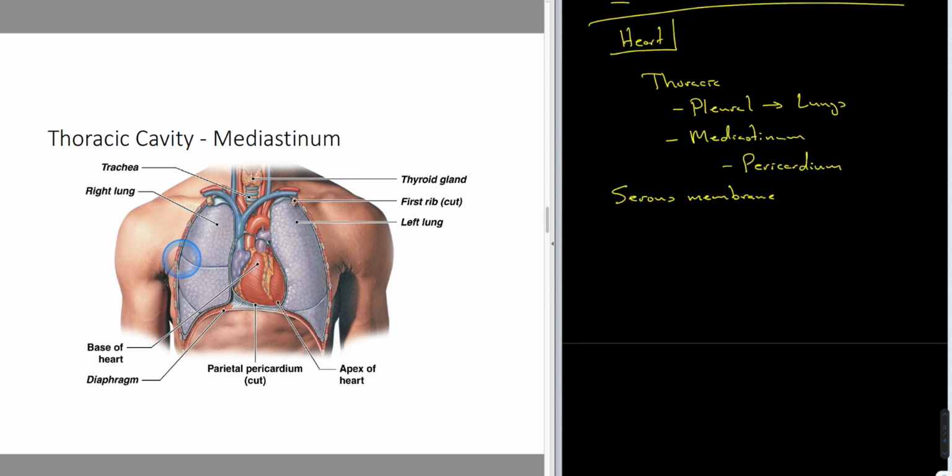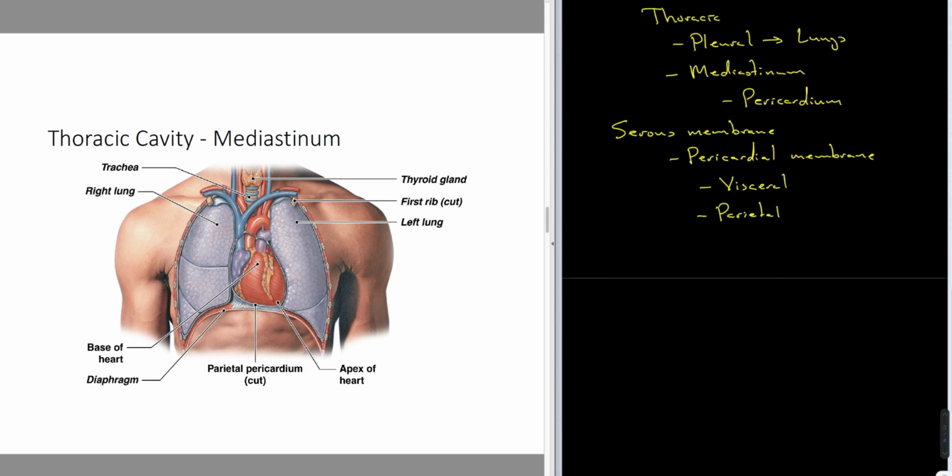So, for instance, the lungs are in the pleural cavity. Therefore, the serous membrane that surrounds them is called a pleural membrane. Since the heart is in the pericardial cavity, or the pericardium, the serous membrane is called the pericardial membrane. And all serous membranes have two layers. We have a visceral and a parietal.